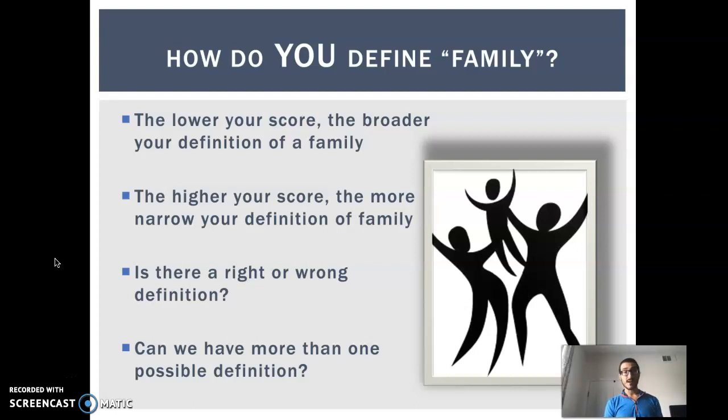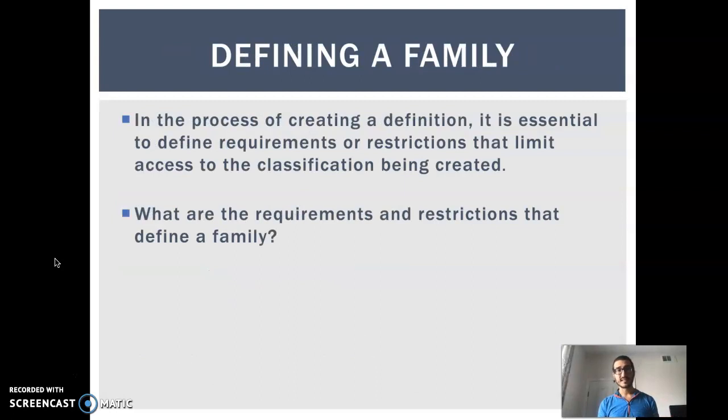So is there a right or wrong definition of family? No, of course not. Since it's socially constructed, it's something that we as a society create, but there definitely is an individualistic and subjective element to defining family, because each one of us, depending on the way we were socialized and the environments that we were raised in, has been taught to define families in different ways. So can we have more than one possible definition of family? Yes, certainly we do.